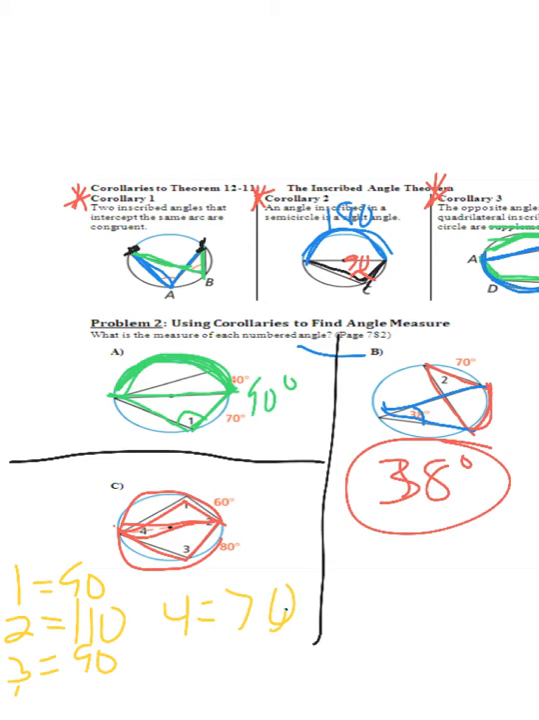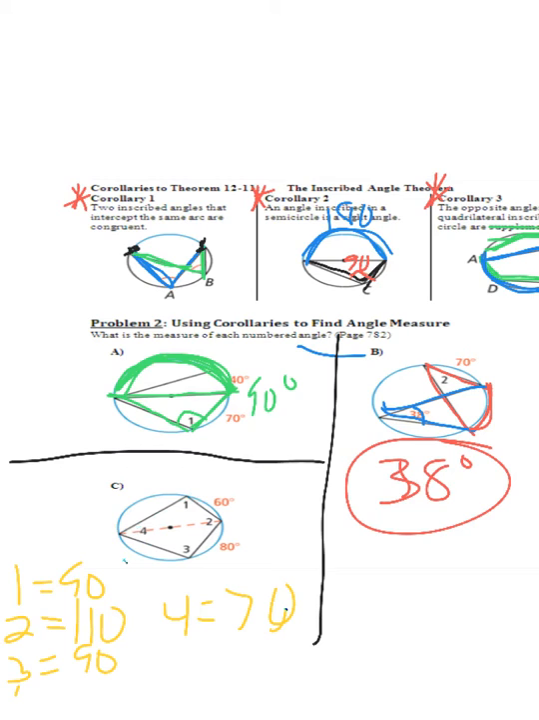Now, with angles 4 and 2, if you notice here, angle 4 goes from here to here and has this arc. Well, we know what this arc is. 60 plus 80 is 140. So if the inscribed angle is half of the arc length, half of 140 is going to be 70.